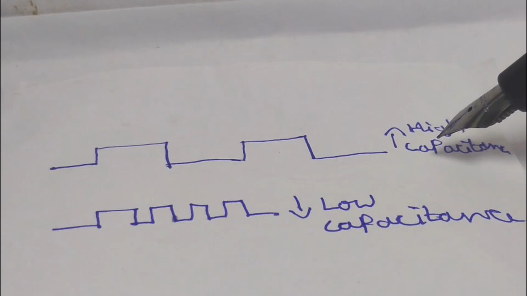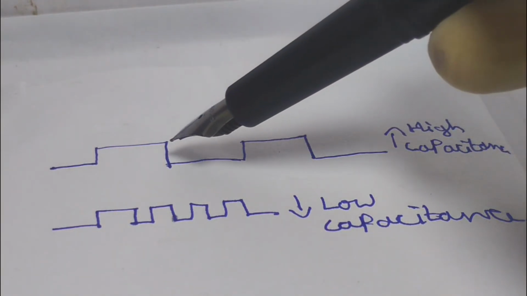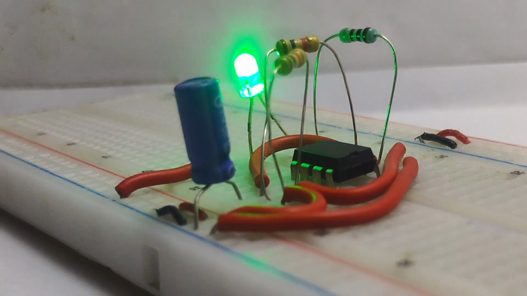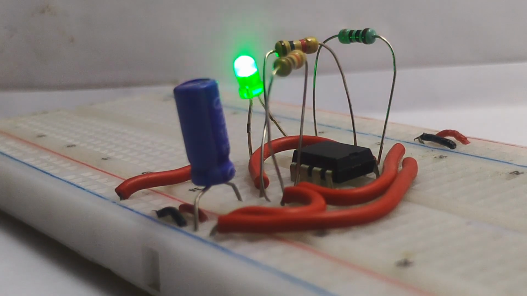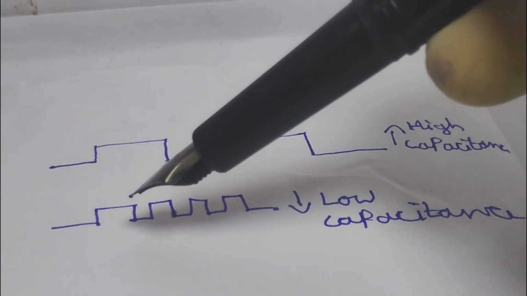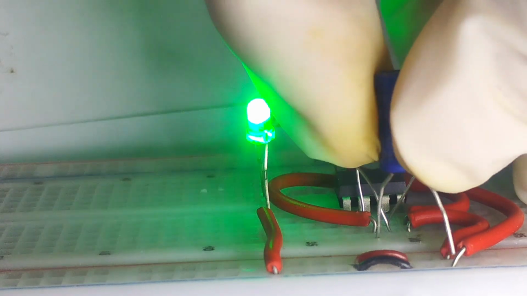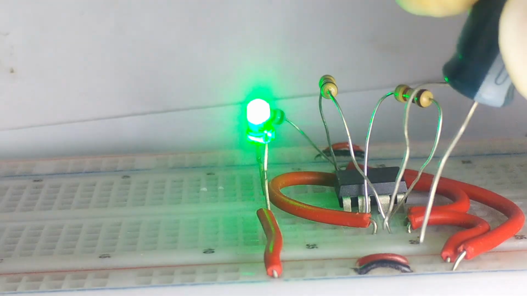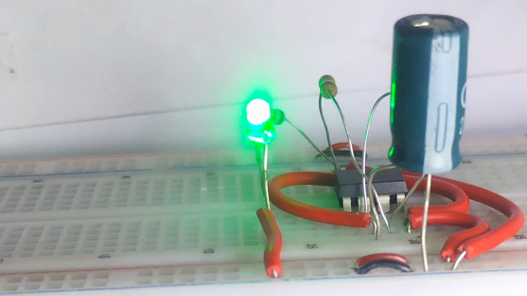Higher capacitance means the cycle is longer. That means the LED turns on for a long time and turns off for a very long time. When the capacitance is decreased, the cycles will increase in a second. So the LED will turn on for a short period of time and be turned off for a small period of time.